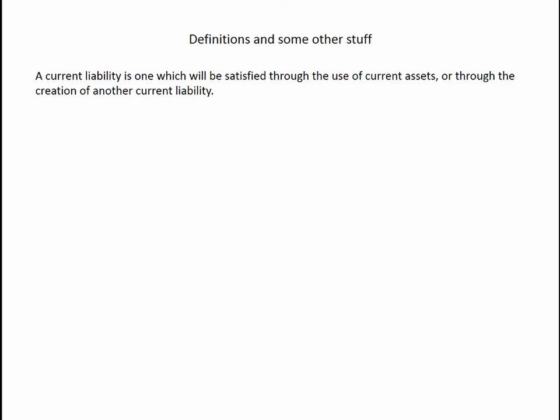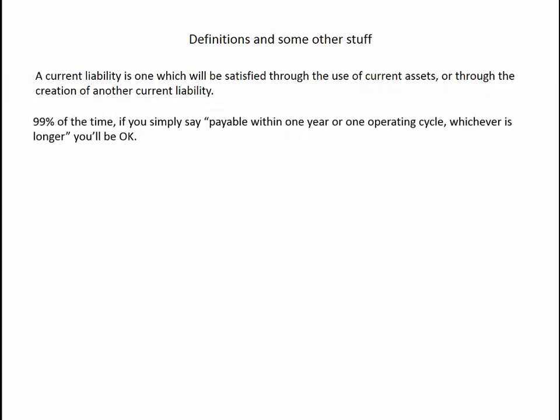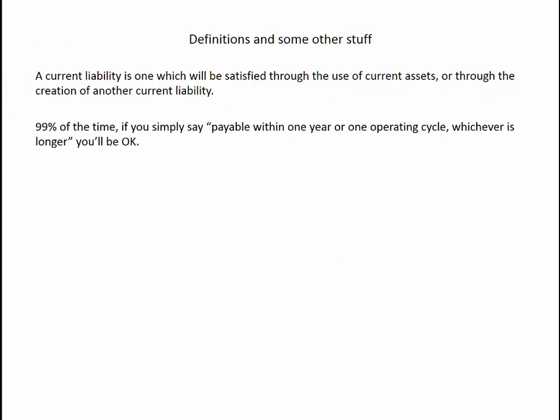First, a current liability is one which will be satisfied through the use of current assets or through the creation of another current liability. Now, 99% of the time, if you simply say a current liability is one which will be due within 1 year or one operating cycle, whichever is longer, that's going to work out fine. But there are going to be some exceptions.